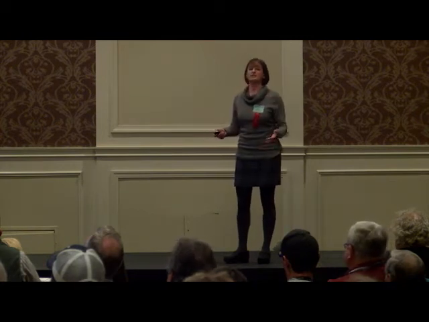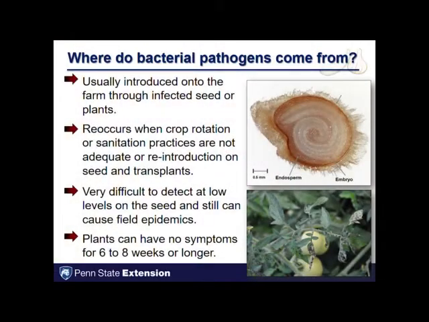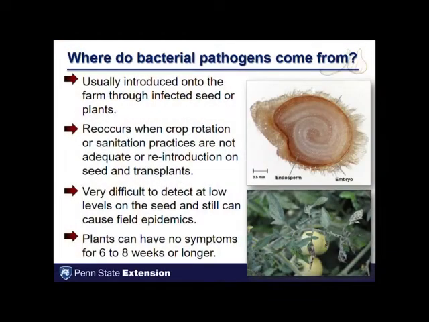And so sanitation becomes really important. These bacteria are associated with crop residue. Once that crop residue is thoroughly decomposed, these pathogens can't persist in the soil for very long. Another challenge that we have is that they're very difficult to detect at low levels, and so our detection methodologies are not sufficient to get all the way down and make sure that the seed is completely clean. So we know that 1 seed in 10,000 seeds can be enough to create a field level epidemic throughout the entire process.